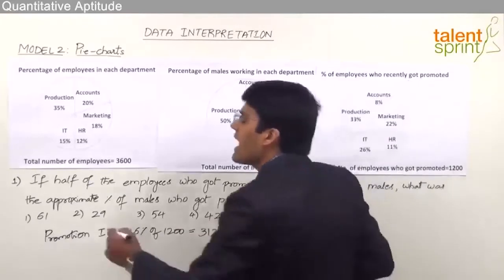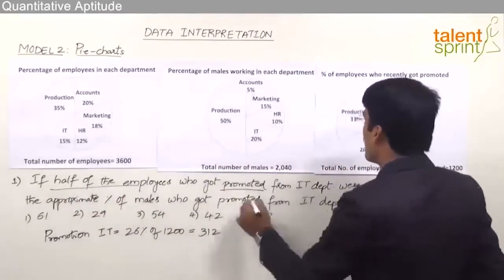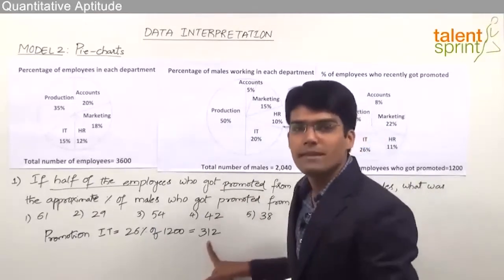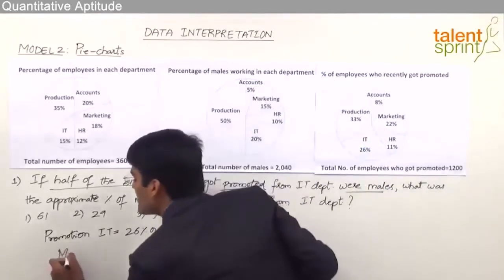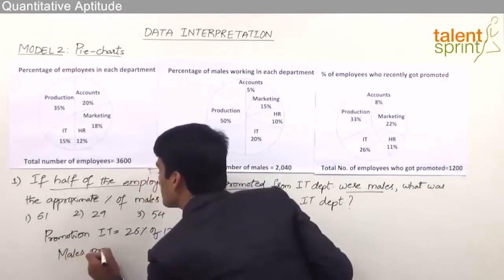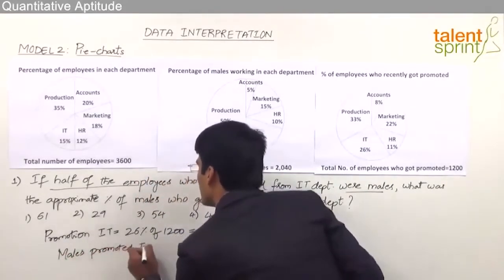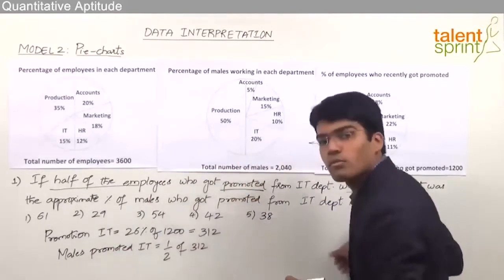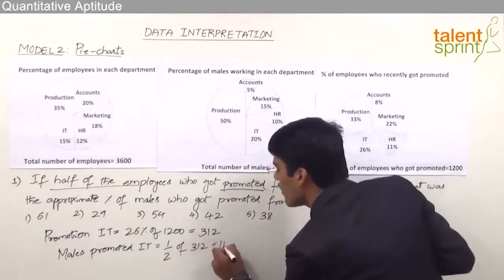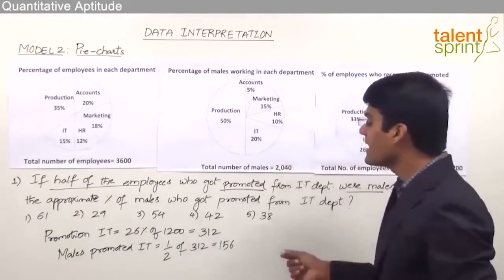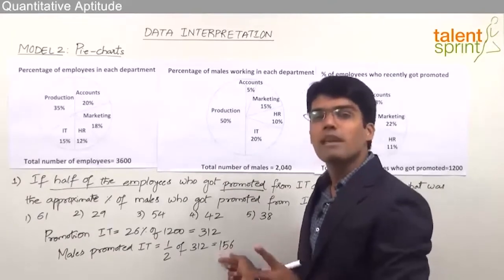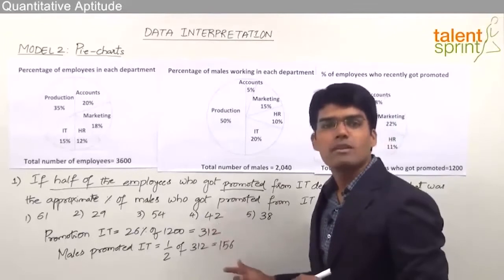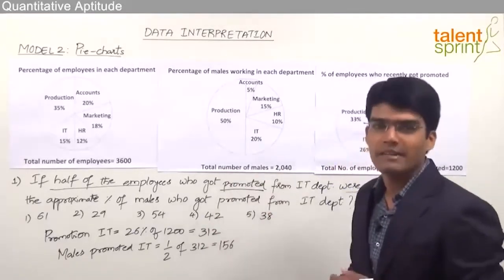Now the question says half of the employees who got promoted were males. That means out of this total 312 who got promoted, half of them were males. So we know that number of males who got promoted, males promoted from IT department, will be equal to half of total, half of 312. Total 312 got promoted. Now half of 312 is equal to 156. So now it is clear that from IT department 156 males got promoted. We know total 312 got promoted, out of which half were males. So 156 were the males who got promoted from IT department.